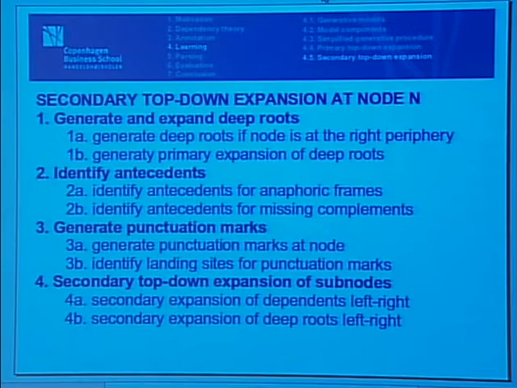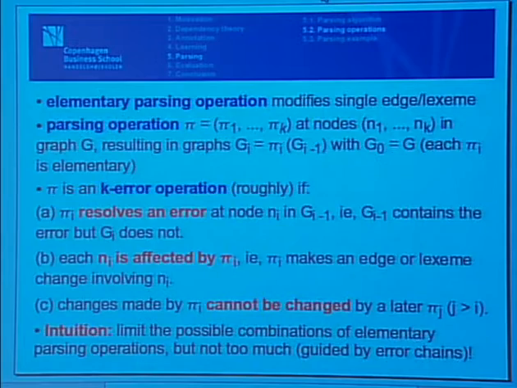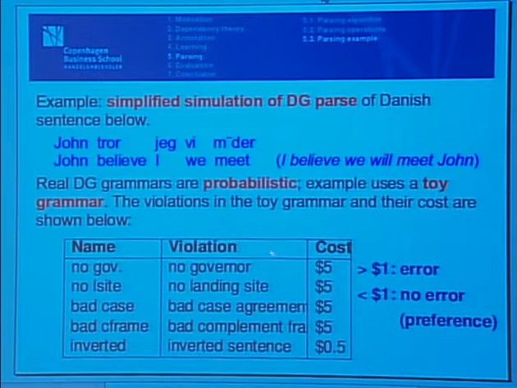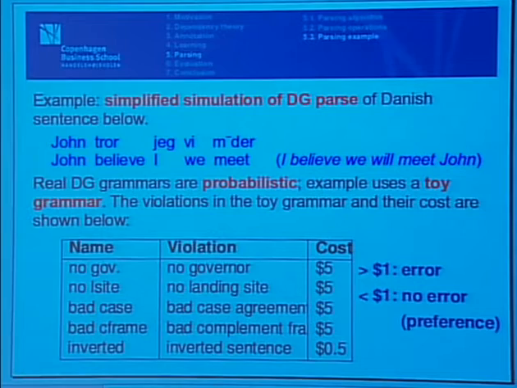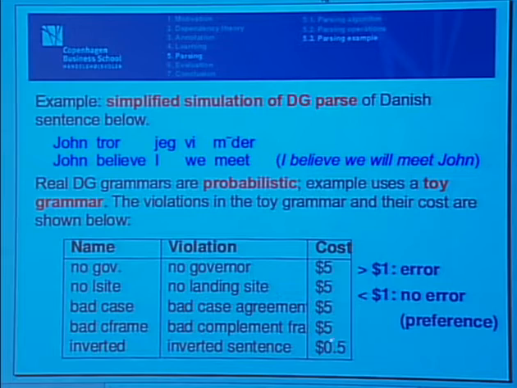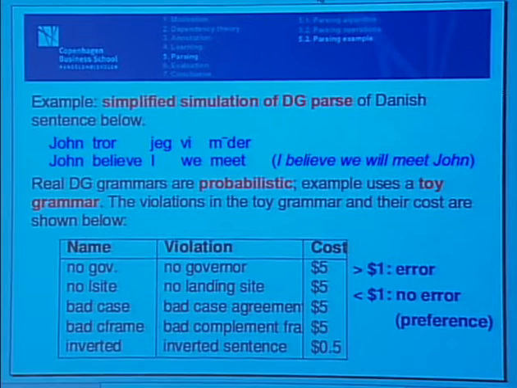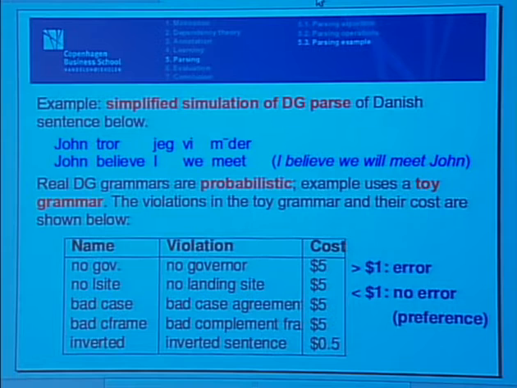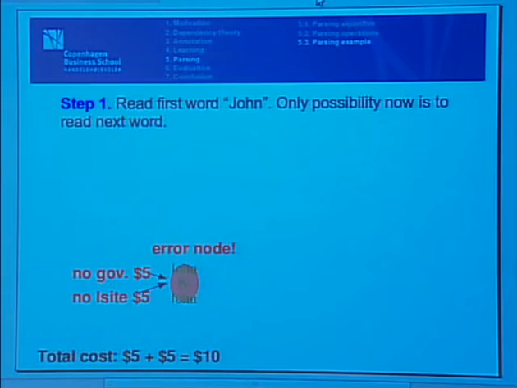So now I'll talk briefly about the parsing algorithm simply by showing you an example. We have a simple grammar here that says that if you don't have a governor, you get a fine of $5. If you don't have a landing site, you get a fine of $5. If you have bad case agreement, you get a $5 fine. If you have bad complement frames, you get a $5 fine. And if you have an inverted sentence, you maybe get a 0.5 fine, a 50 cent fine. So if the cost is bigger than $1, then it's analyzed as an error. If it's smaller than $1, there's no error, it's just a preference. So then you can sort of do the parsing.